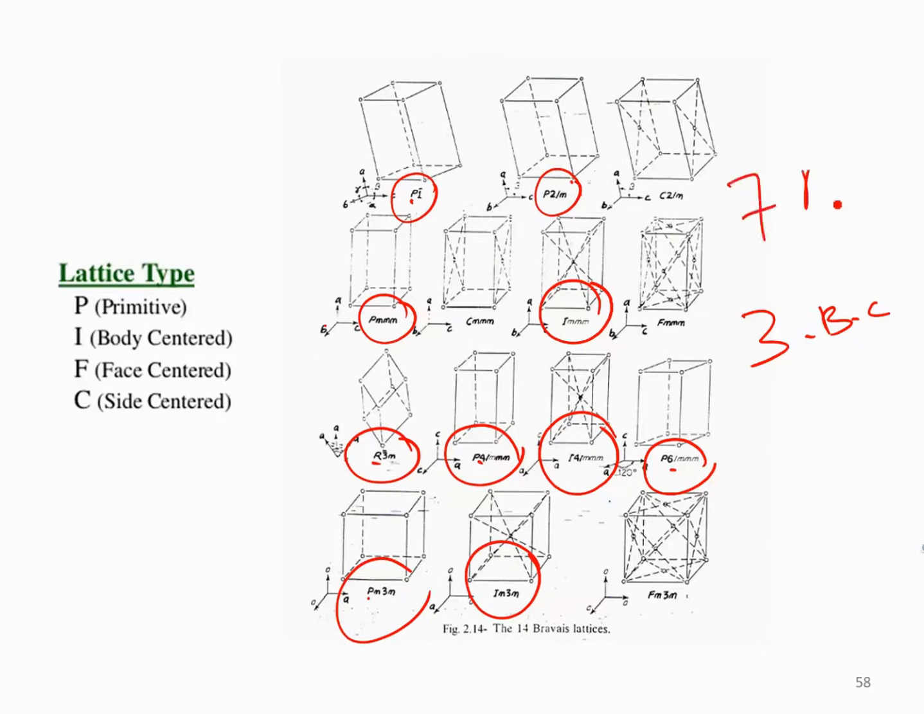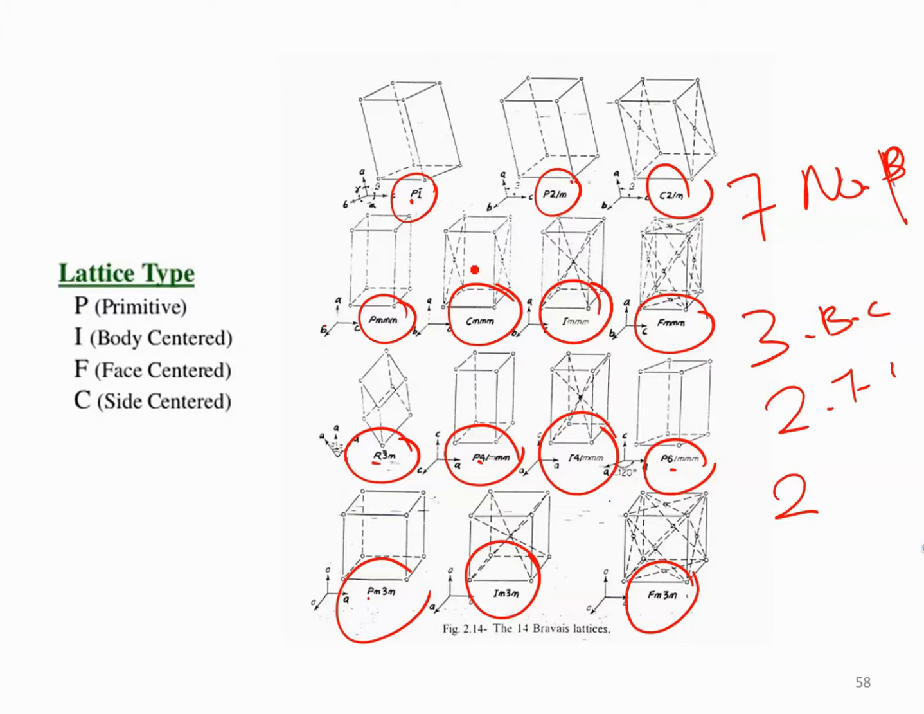Out of 7 non-primitive, 3 are body-centered, 2 are face-centered. The other 2 are C-base centered. Okay, so in short, there are 14 Bravais lattices, 7 primitive, 7 non-primitive. Out of 7 non-primitive, 3 are body-centered, 2 are face-centered, and 2 are C-based.